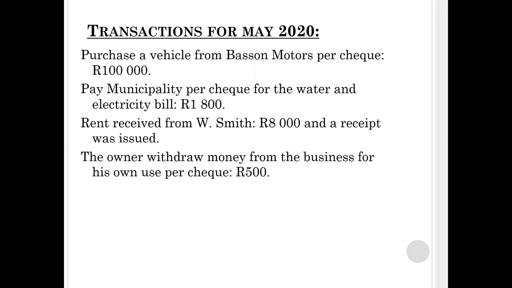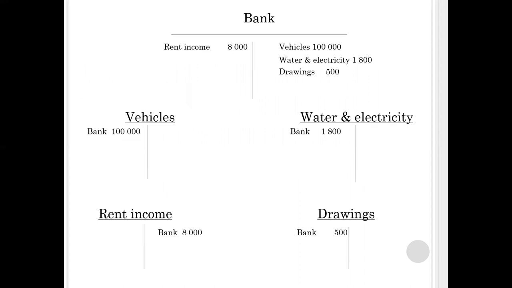Next transaction, rent received from W. Smith, 8,000 rand, and the receipt was issued. So the amount is 8,000 rand. It's about rent received, so it's a rent income transaction, right? Let's see how we're going to enter it in the T accounts. There at the bottom left-hand side, there is your rent income T account. Look at Lady Adelaide. Income is on what side? On the credit side. So on the credit side is the entry of 8,000 rand. Your friend is bank. So that is the details that you're going to write there.